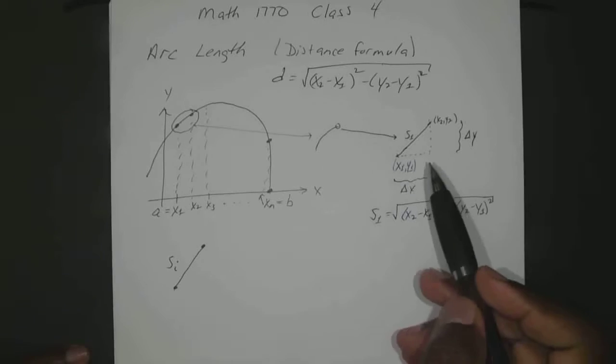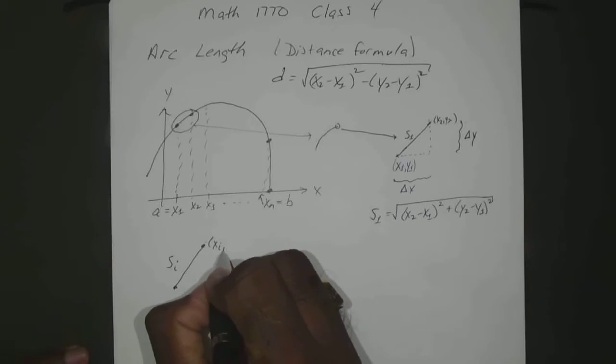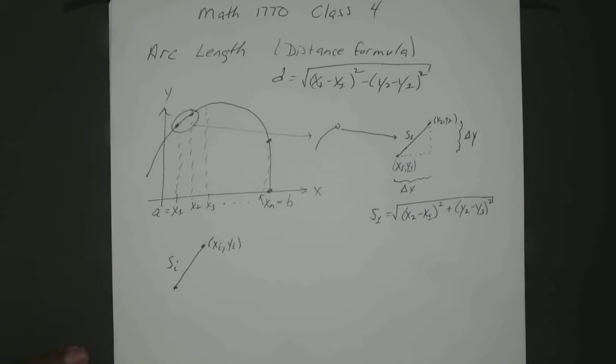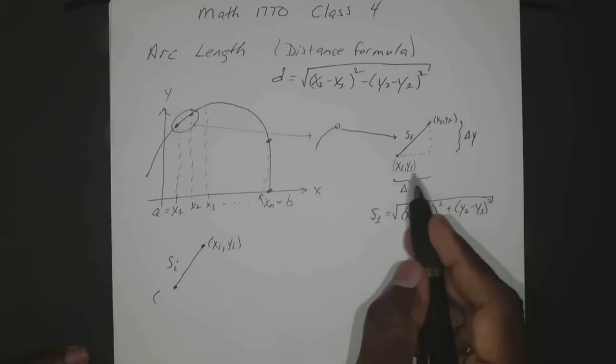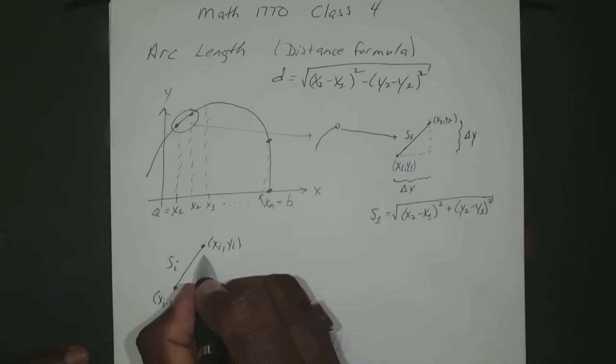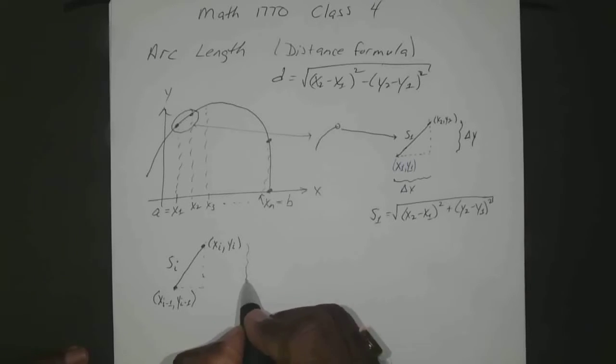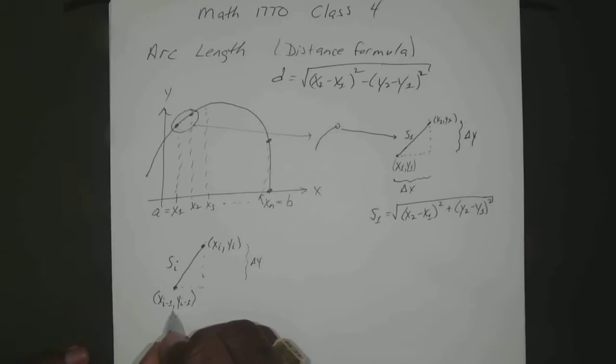All right, so instead of x2, y2, we'll make that xi, yi. Instead of x1, y1, we'll make that xi minus 1, yi minus 1. Okay. And again, the length of your y is going to be delta y, and the length of your x is going to be delta x.